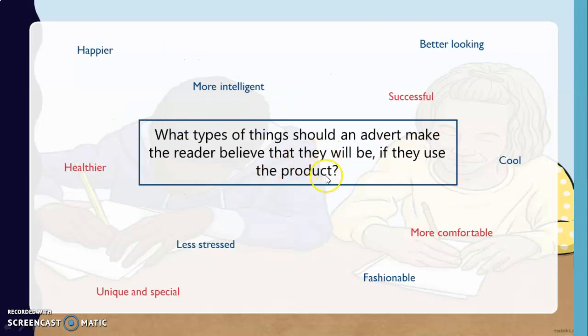What types of things should an advert make the reader believe that they will be if they use the product? Well, they should believe that they would be happier, more intelligent, successful, better looking, cool, more comfortable, fashionable, less stressed, unique and special, or healthier.